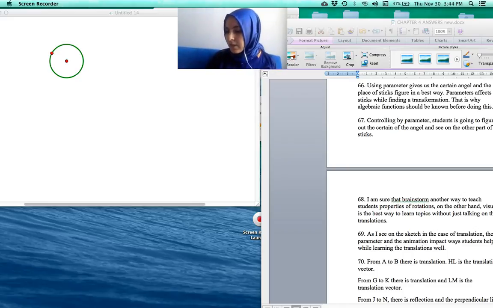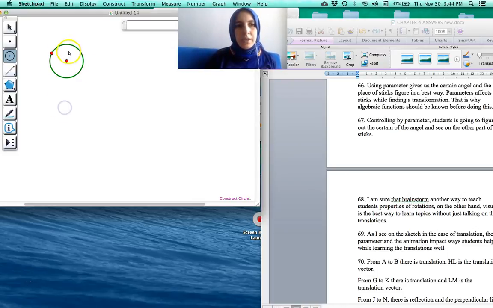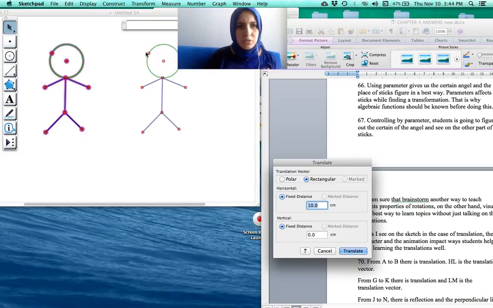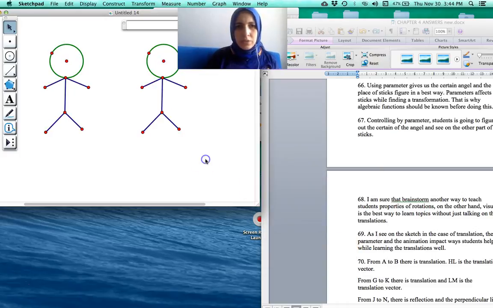Question 1 says, what is true about the size and shape of two stick figures? I can draw two stick figures here, and it wants me to transform this one to the other one. Translate. Okay. And they're totally the same. Their size is the same, and they're totally the same, we can say.